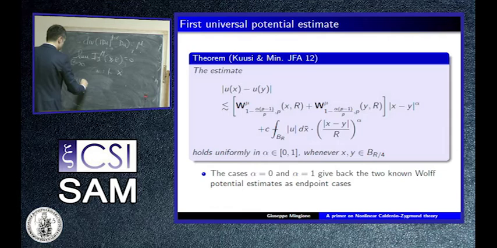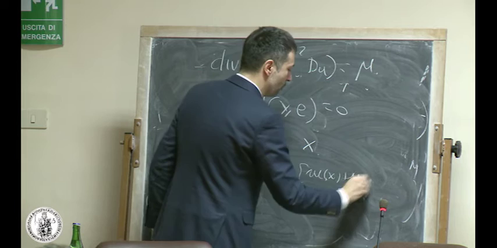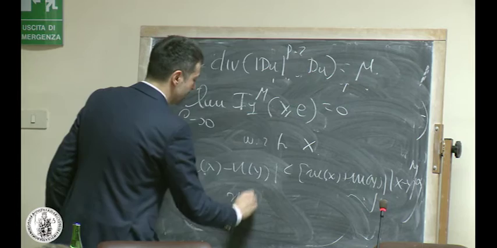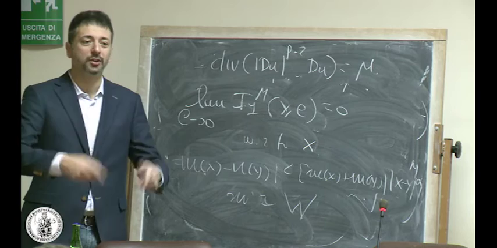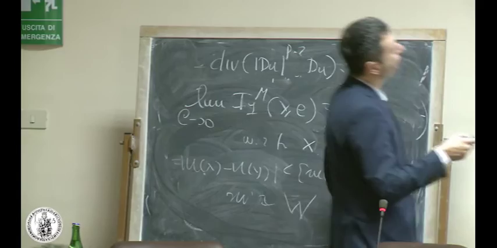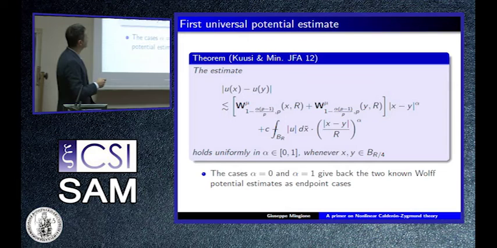|u(x) - u(y)| is less than or equal to (M(x) + M(y)) |x - y|^alpha, and M now is the Wolf potential. So the Wolf potential essentially bounds, pointwise, the fractional derivative. When alpha is equal to 0, we get the Kilpeläinen-Malý estimate. When alpha is equal to 1, we get the estimate I proved with Duzaar, which is almost sharp.